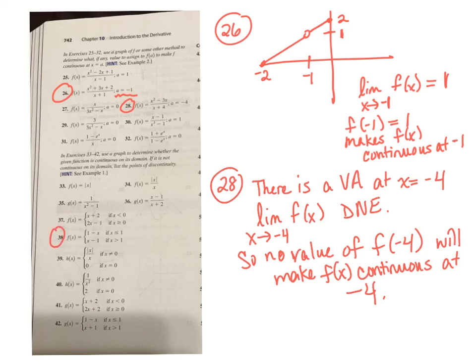Number 38 is actually fun because it says use a graph to determine whether the given function is continuous on its domain. If it is not continuous on its domain, list the points of discontinuity. Let's just go ahead and do it. I said we were done, but why not just go ahead and do it since I've already talked about it and it's here. f of x is equal to this piecewise defined function. It's 1 minus x if x is less than or equal to 1. It's x minus 1 if x is greater than 1.